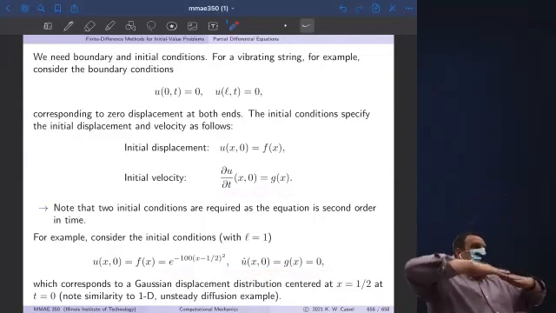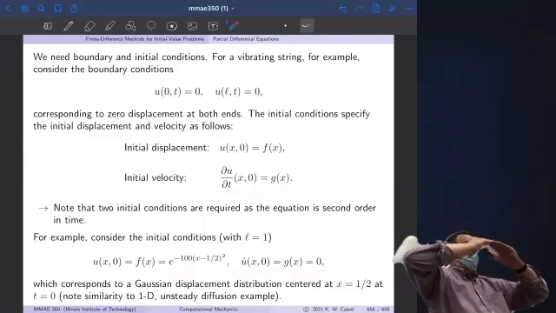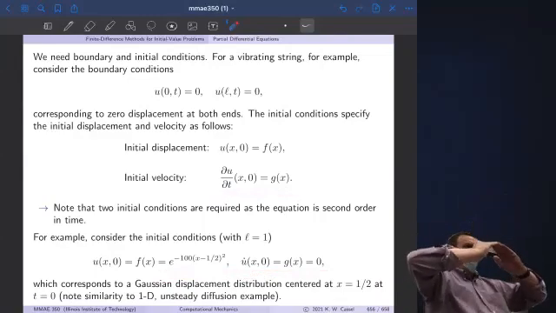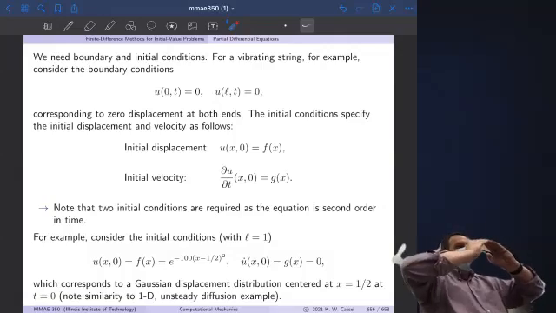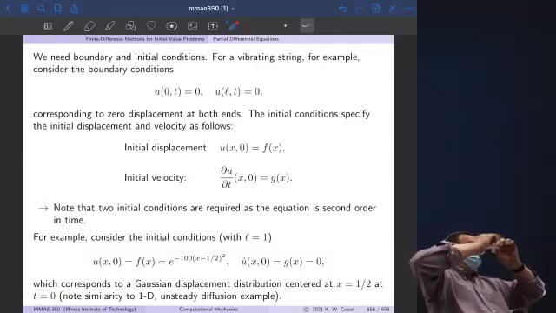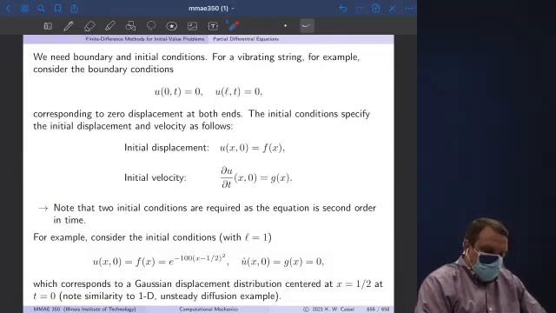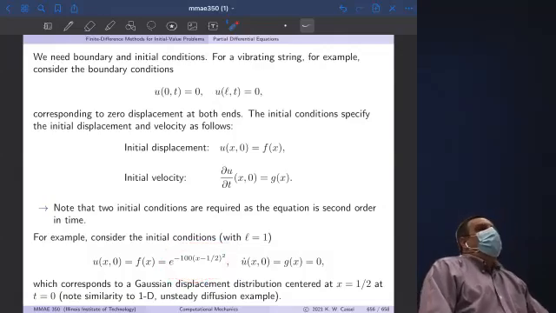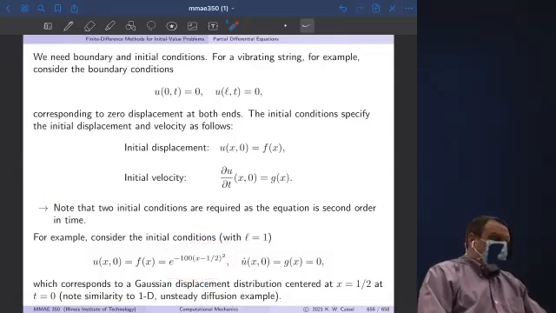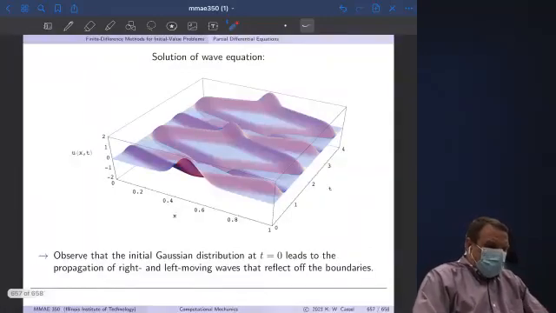So what I'm going to show you is I take the string, I give it a Gaussian distribution, kind of like that, not quite. And then at t equals 0, I just let it go and let it vibrate back and forth and see what happens. So again, it's a similar initial condition to our 1D unsteady diffusion equation, but you'll see it has a very, very different behavior.